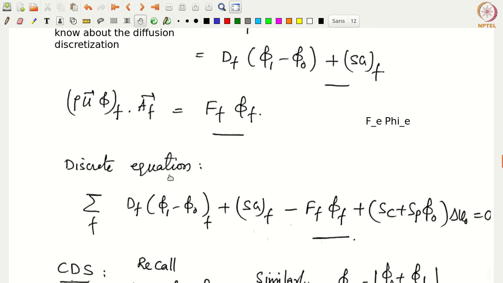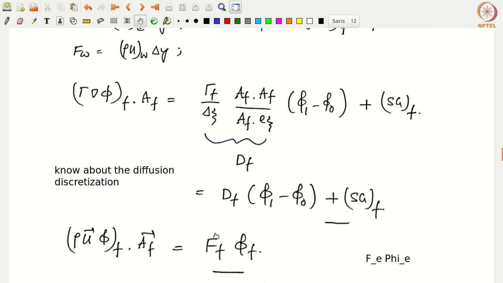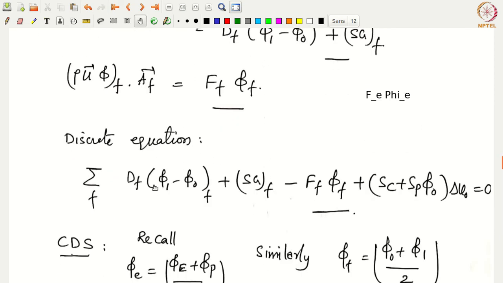Now, can we write the complete discrete equation? Yes, we can. Essentially, you go back and substitute for each of these terms and then write the summation over f. That basically gives you Df times (phi 1 minus phi 0) for f. That means either this is phi 1 minus phi 0 or phi 2 minus phi 0 and the corresponding terms, depending on which phase we are looking at, plus the secondary gradient of f, minus Ff times phi f. This is coming from the convection flux, plus we have the source term, that is Sc plus Sp phi 0 times delta V, not equal to 0. So that is the full equation.